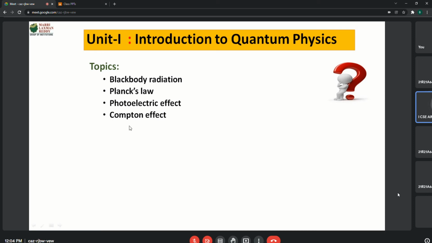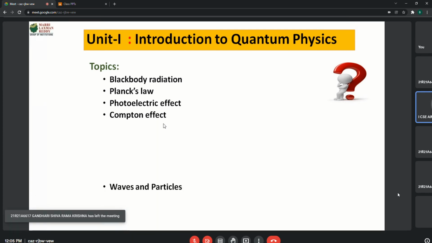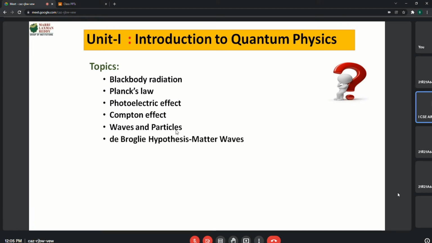Compton effect also we discussed. What is the Compton effect? What does Compton shift mean? Compton shift depends on only one parameter, the scattering angle, and lambda dash minus lambda equals what. And what are the uses or applications of the Compton effect, what it exactly proved, that we discussed. Next, waves and particles: what is the interrelation between particles and waves, we discussed in this topic.